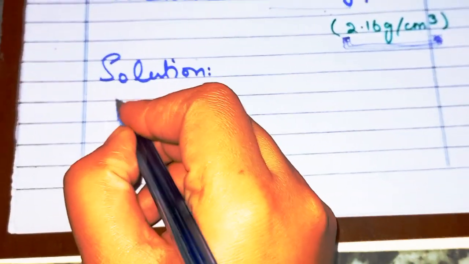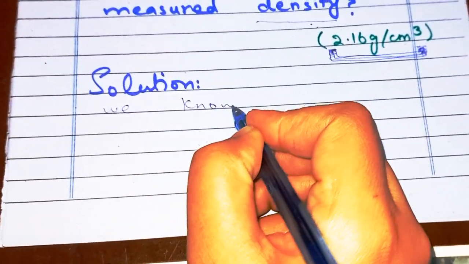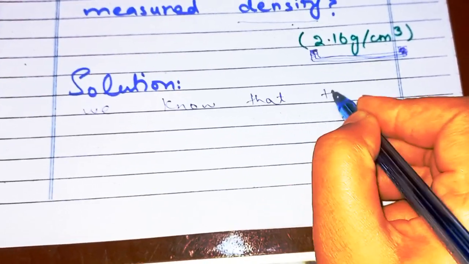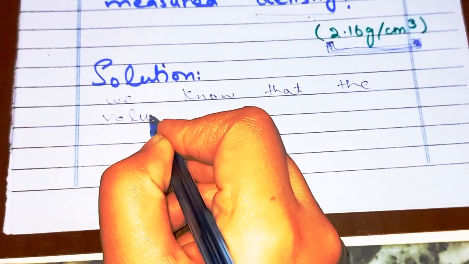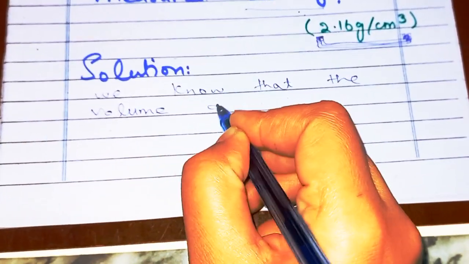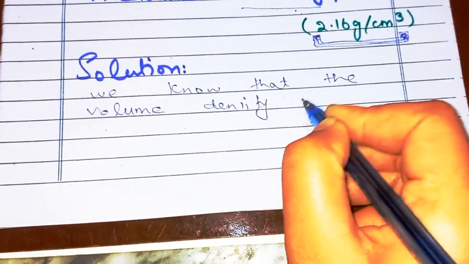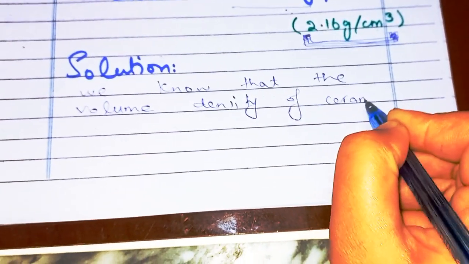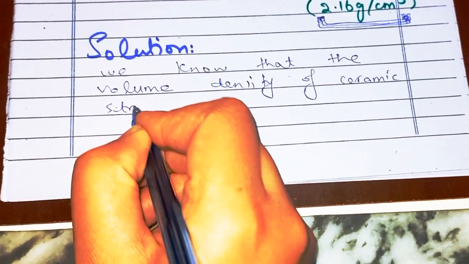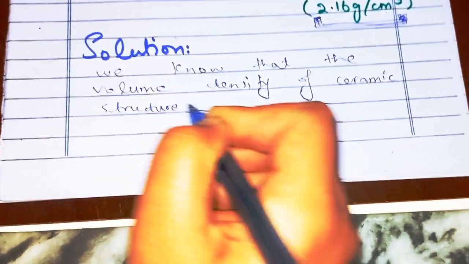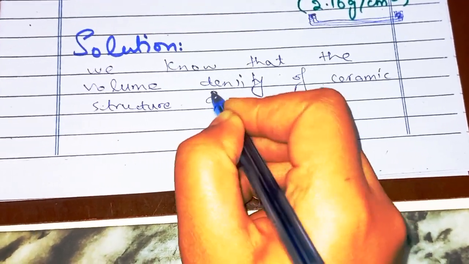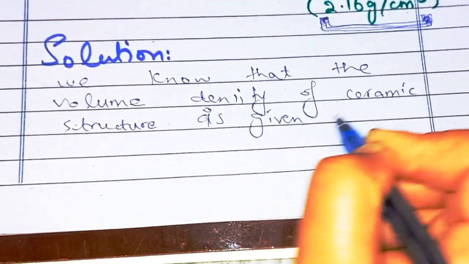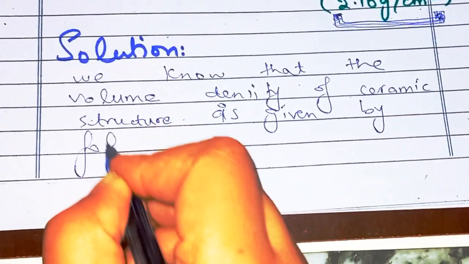In the solution, we'll write the formula first. We know that the volume density of ceramic structures, crystal structures, is given by the following formula.